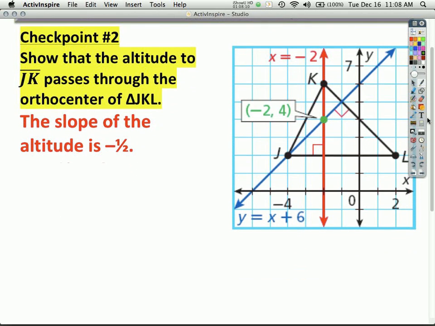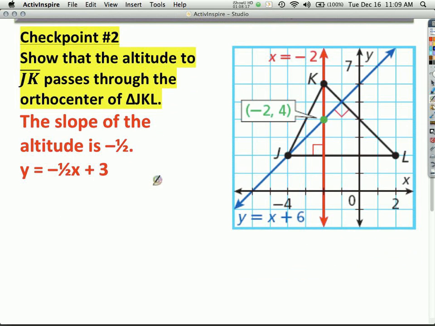Here's the part that I was hoping we were going to get to, but we will have to explore at a later date, is that you can write the equation of the line. The equation of the line will be y equals negative 1/2 x plus 3 because it passes right through 3. And then from there, if you plug in the coordinates of the orthocenter, it comes out to a true statement.